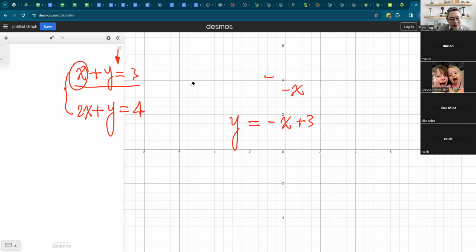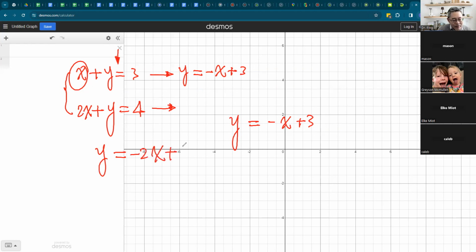So that's the first thing we do. Basically, we changed it into this form. Now, we didn't change the equation. We didn't change the line. The line is still the same, but the form of the equation changed. On this one, we got y is equal to negative 2x plus 4.